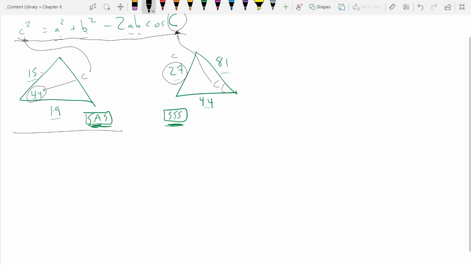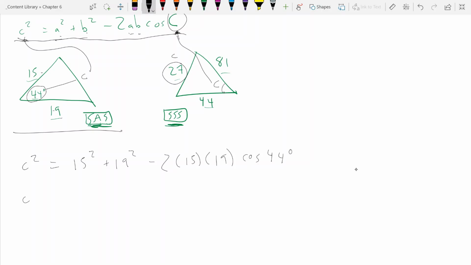So let's go through one example of this one. We'll just put the numbers in so we can see how it works. So I'm going to sub in the numbers. I don't know what C is, but I'm going to put in 15 squared plus 19 squared minus 2 times 15 times 19 cos 44 degrees. I just subbed in all the information I had into the equation.